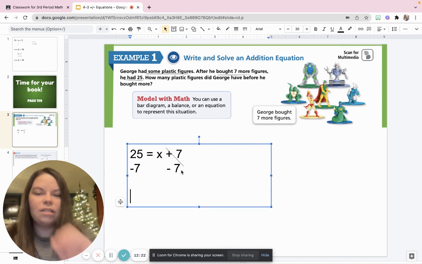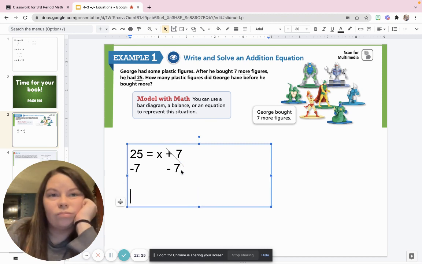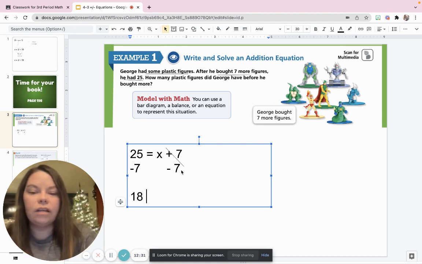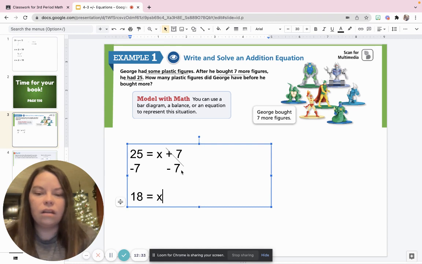What's 25 minus 7? I'm doing it in my head. 25 minus 7 is 18. So 18 should be our x.